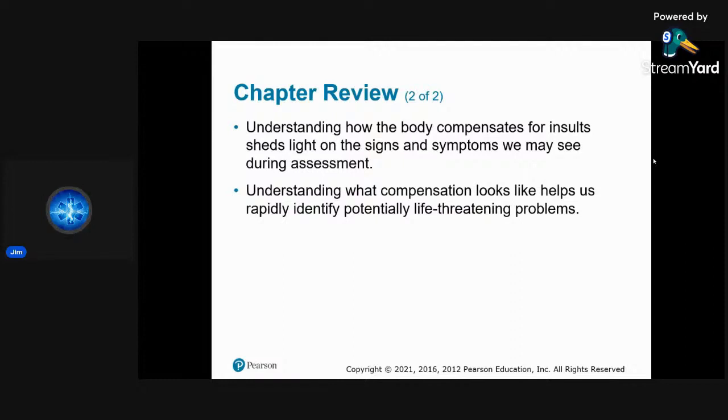Remember, in compensating shock, the heart rate is going to go up and the respiratory rate is going to go up. They're going to become pale, cool, clammy, diaphoretic, or sweating, and they'll have an extended capillary refill time. Understanding what compensating looks like will help us rapidly identify potential life-threatening problems, like hypovolemic shock, even though we can't see bleeding, they still may be bleeding. Or allergic reactions turning into anaphylactic shock.